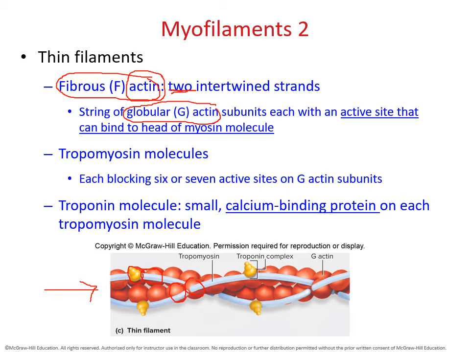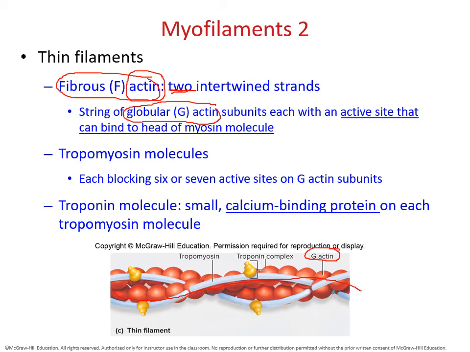So let me see if I can erase this real quick for you. There we go. So the entire strand right here, this is my fibrous actin. But then notice how they went ahead and identified an individual red bead as your G actin. So your thin filaments are made out of actin. Now here's where it's going to get a little interesting.